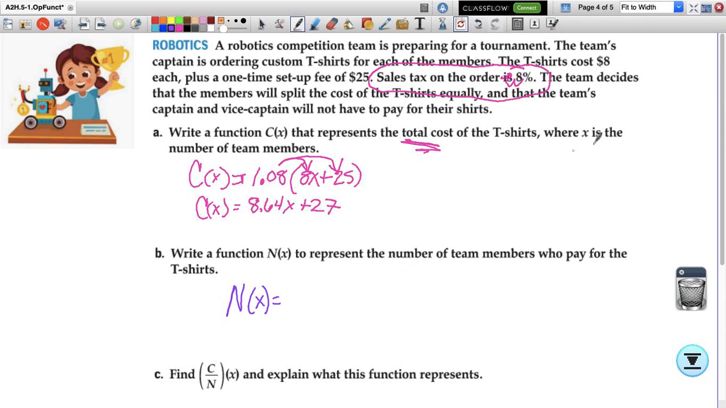But remember, up from our problem, not everyone is going to be paying for a shirt, right? The captain and the vice captain are not. So we have all of our team members, okay? Those who are going to be paying for the shirts are going to be x minus 2, right? Not plus 2. There's not 2 extra people. There's 2 less people, so each of these are going to have to pay a little bit more, okay? And there's nothing to simplify here, so I'm ready to go on to my next piece.